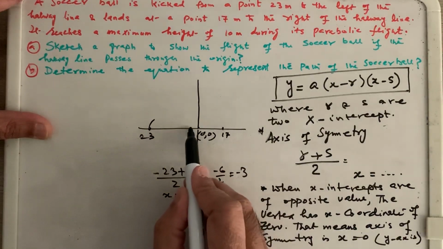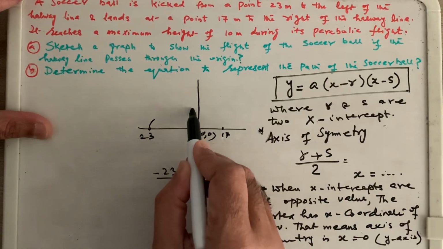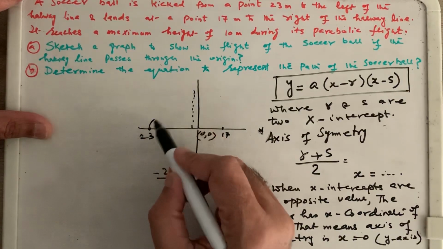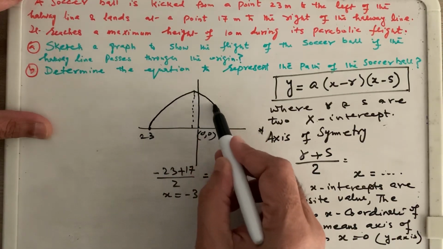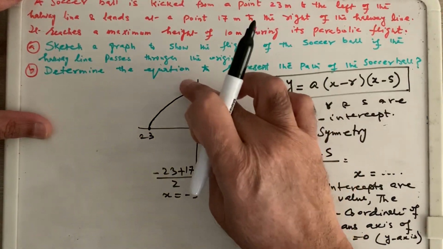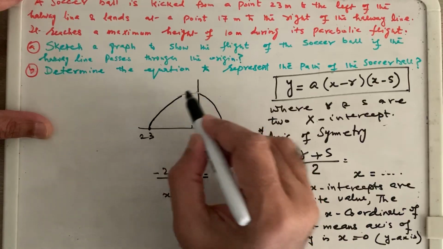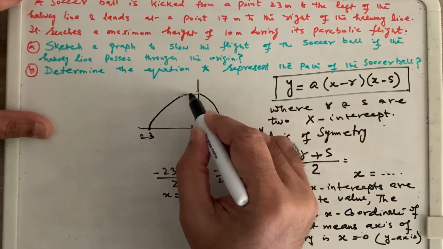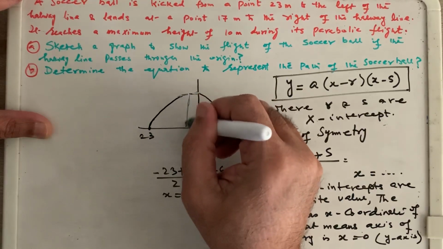Let me say that this is my axis of symmetry, right? The maximum point will be on this axis of symmetry, and then the ball lands here, right? It's not that accurate, so I will redo it. So my highest point is this point, which is at minus 3.